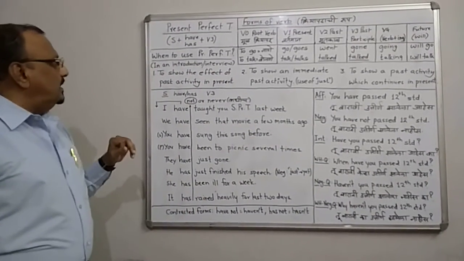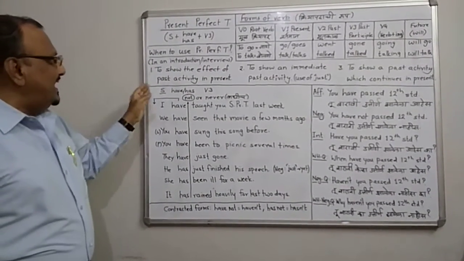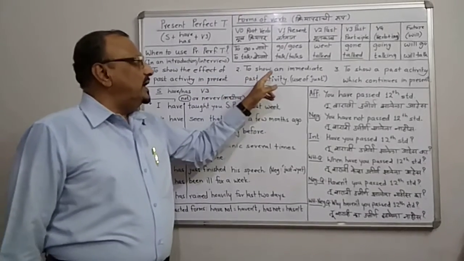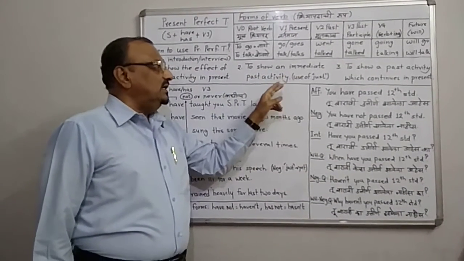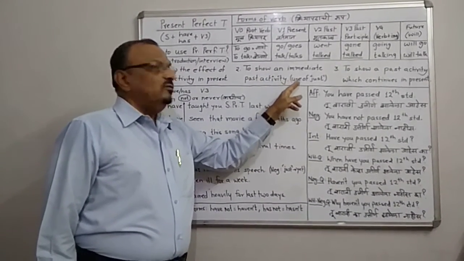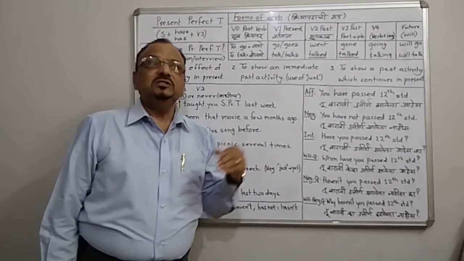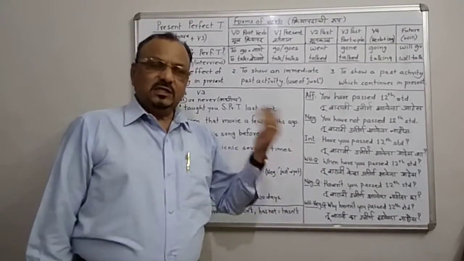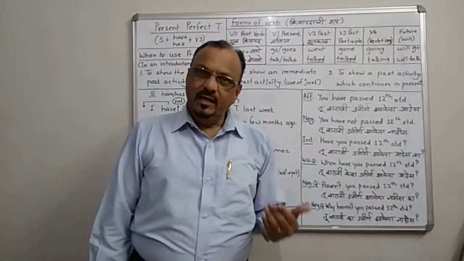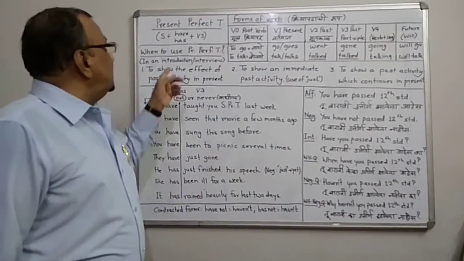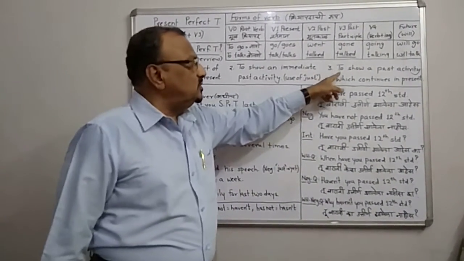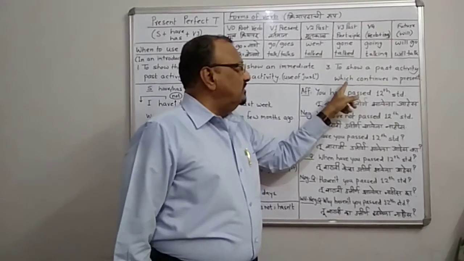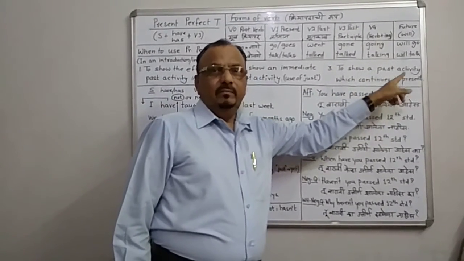Okay. Now the second reason is to show an immediate past activity with the use of just. For example, he has just gone. He has just come. The third reason is to show a past activity which continues in present.